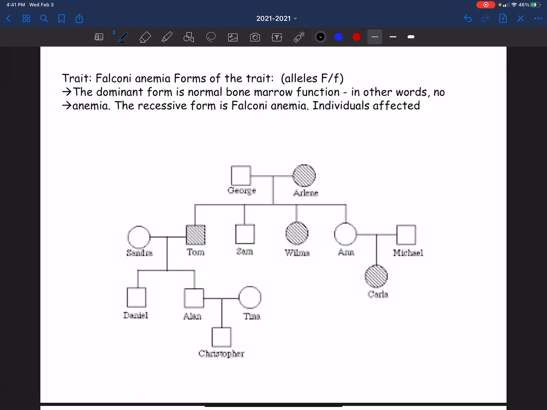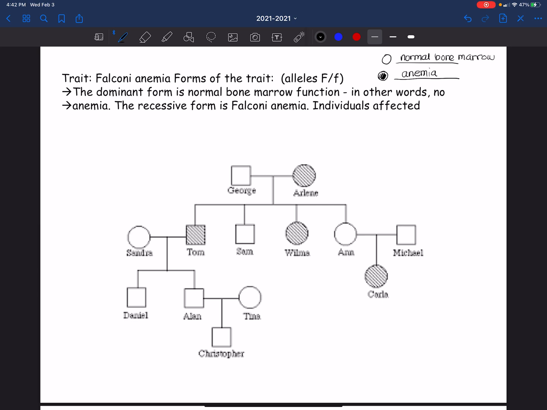Okay, so let's do an example of how to trace genotypes through a pedigree using an autosomal dominant trait. So we have Fanconi anemia, and the dominant form of this phenotype is normal bone marrow. If we set it up like the ones we're doing in class, we'd make our key up here, and we're going to trace the recessive trait. So normal bone marrow is the dominant trait, and having the anemia is going to be the recessive trait.